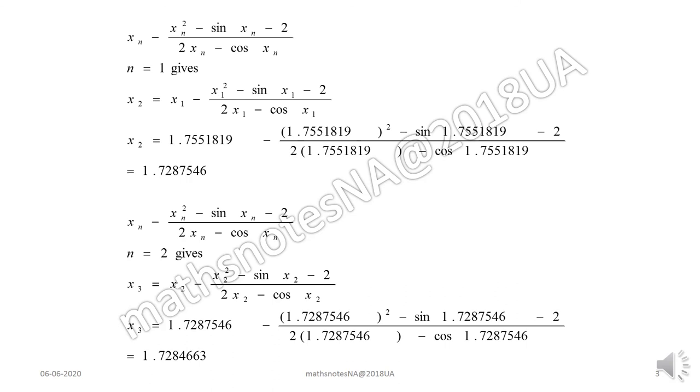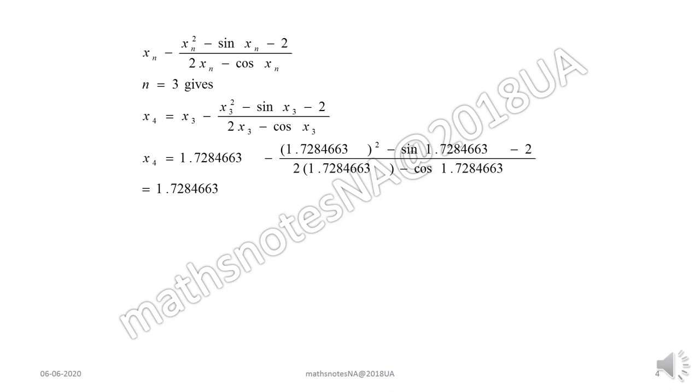So same as x3, both of them are same up to 7 decimal places. Now we go to next example.